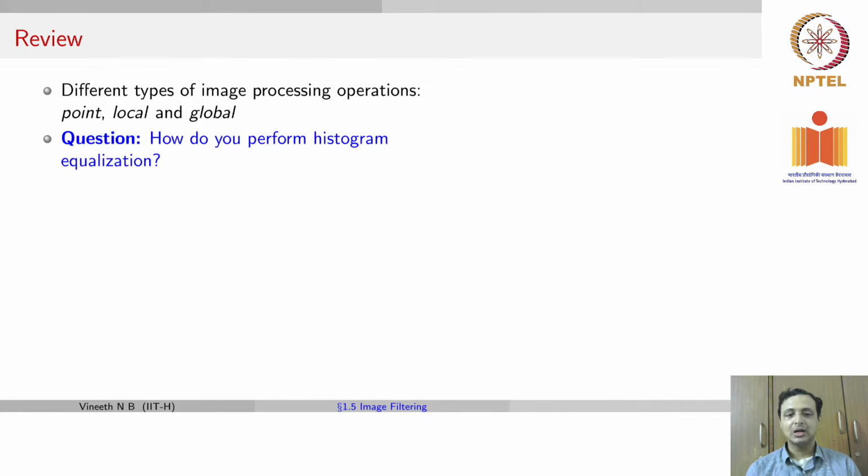The question was, how do you perform histogram equalization? So we did talk about an example of linear contrast stretching, and histogram equalization is a more complex variation of a contrast stretching operation. So let's now see how histogram equalization, which is a very popular operation for improving the quality of images, is done.